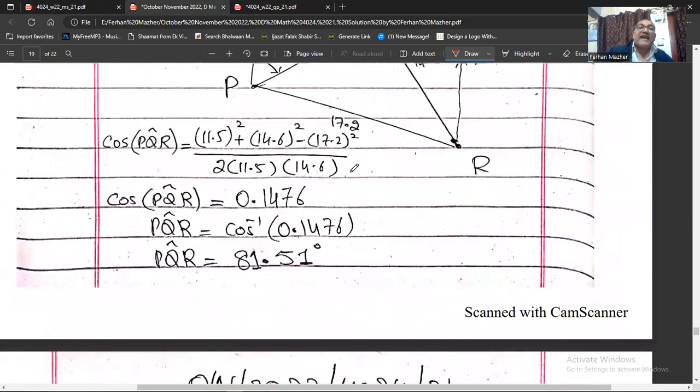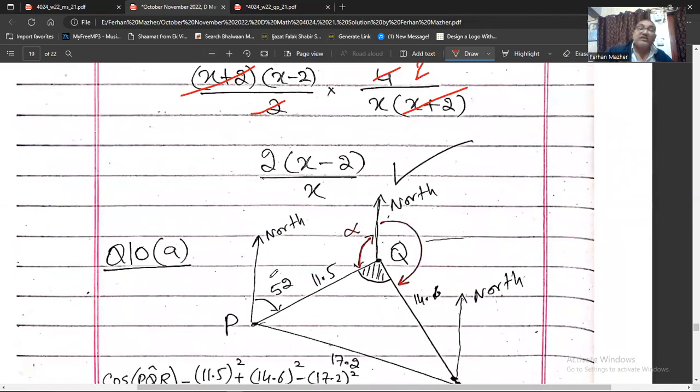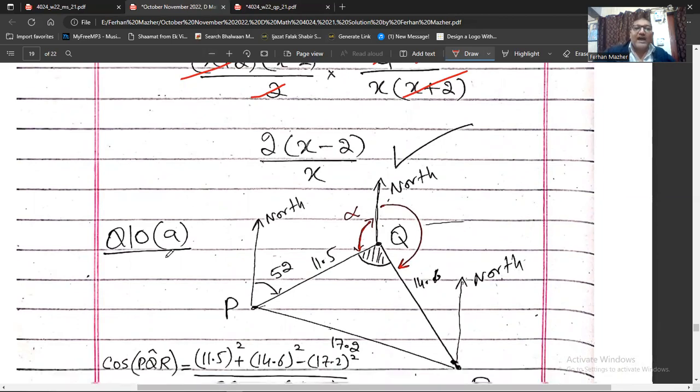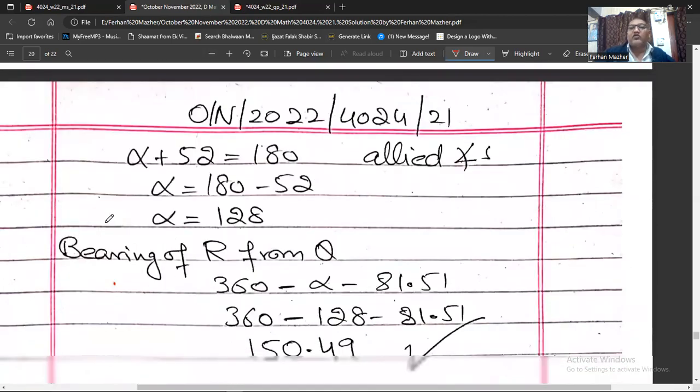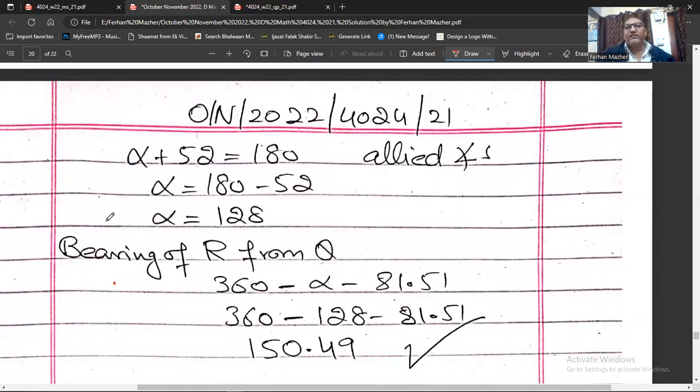Then I will find this alpha. You know, these lines are parallel to each other. So this alpha and this 52 are allied angles, so their sum will be equal to 180. So alpha plus 52 equals 180, so alpha will be 180 minus 52, and that will be 128 degrees.